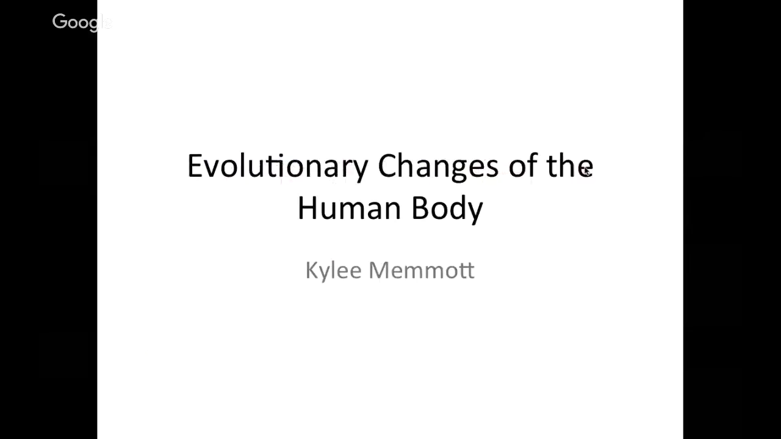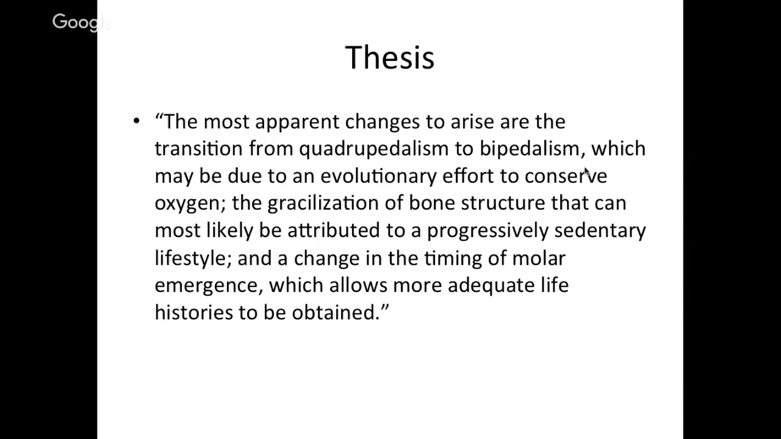I wrote my paper on evolutionary changes of the human body. And my thesis for this paper was that the most apparent evolutionary changes in the human body to arise are the transition from quadrupedalism to bipedalism, which may be due to an evolutionary effort to conserve oxygen, the gracilization of bone structure that can most likely be attributed to the progressively sedentary lifestyle, and a change in the timing of molar emergence, which allows for more adequate life histories to be obtained.